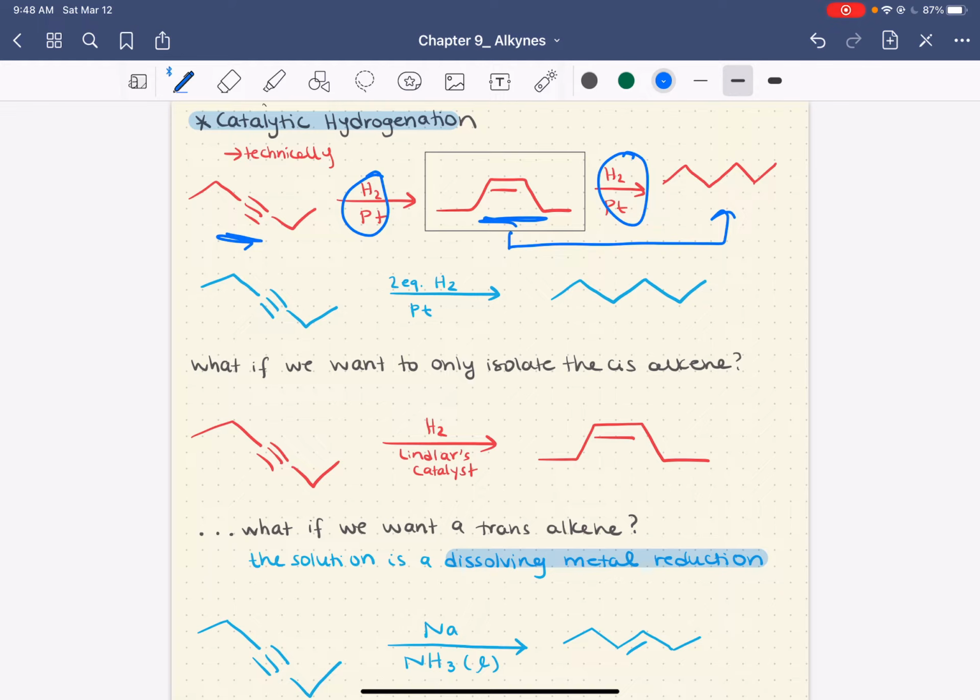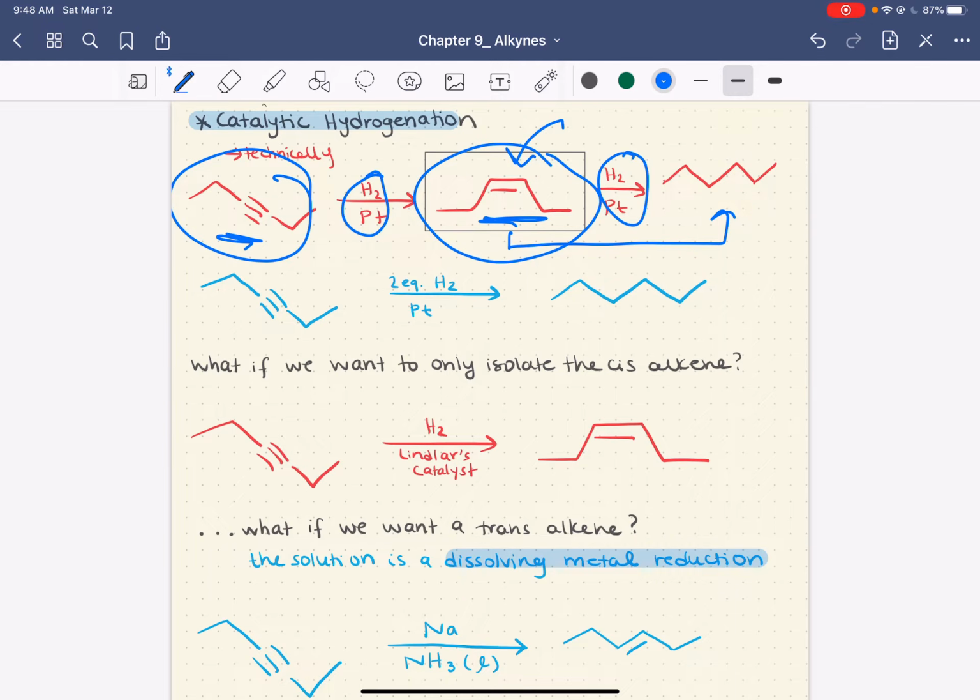Now, what if you want to specifically isolate this cis alkene? You're trying to develop, say, a synthesis pathway. You want to take an alkyne to a cis alkene. That is your objective. Can you do this? How would you accomplish this specifically? Well, what you would need to isolate this cis alkene is a partially deactivated catalyst. One common example of this is Lindlar's catalyst.